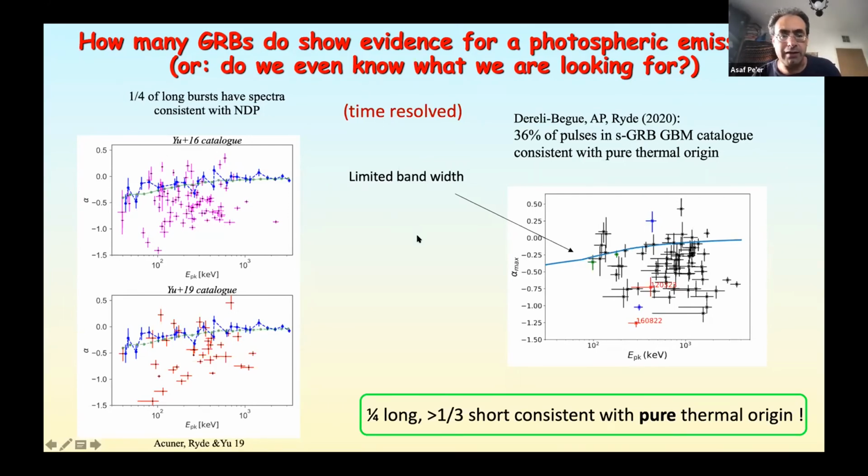And then in a subsequent paper led by Husne Dereli-Bégué, we find out that when we look at the short GRBs, this fraction is actually larger. It goes up to 36%. So more than 1/3 of the pulses that are being observed in short GRBs within the GBM catalog are consistent with having a pure thermal origin.